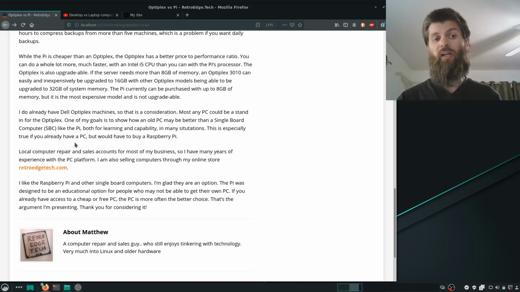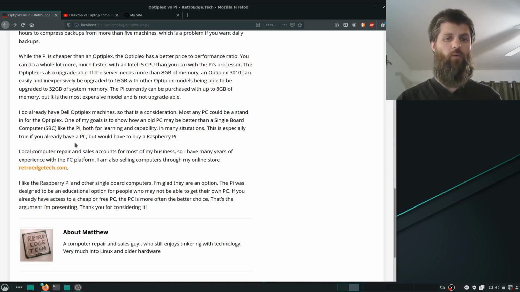I do already have the Dell Optiplex machines, so that's a consideration. I don't have to go out and purchase them. But most any PC could stand in for the Optiplex. If you have some older desktop PC that's just been sitting around or not getting much use, or it's been retired and sitting in a corner or down in the basement or wherever it may be, you can pull it out, do a few upgrades on it, check it out, and then use it as a home server.